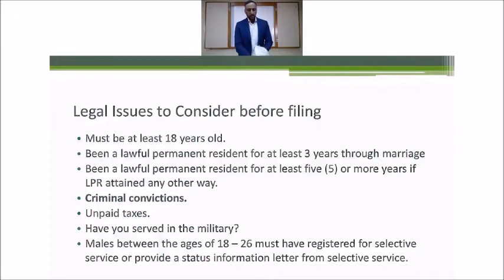Okay, legal issues to consider before filing. First of all, you have to be 18 years old. One thing that really trips people up is you have to figure out how you got your green card. Did you get your green card through marriage, or did you get it through an investment, or did you get it through asylum? That's the most important thing you have to figure out. If you got it through marriage, you have to be a green card holder for 3 years and have to stay within the marital union for that time, and then you could apply for U.S. citizenship. Typically within the 90-day, before the 90-day anniversary of that 3-year period.